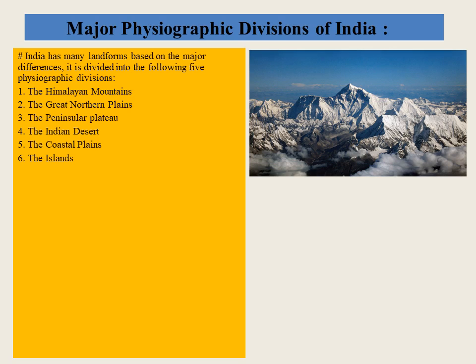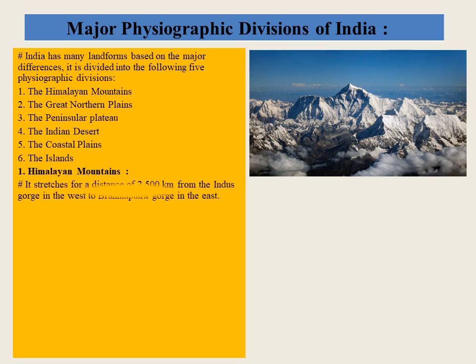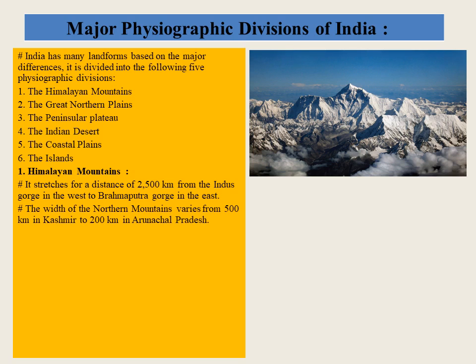Now we are going to learn about the Himalayan mountains, the first subheading. The northern mountains consist of the youngest and the loftiest mountain chain in the world. It was formed only a few million years ago by the folding of the earth's crust due to tectonic activities. It stretches for a distance of 2,500 kilometers from the Indus Gorge in the west to the Brahmaputra Gorge in the east. The width of the northern mountains varies from 500 kilometers in Kashmir to 200 kilometers in Arunachal Pradesh.